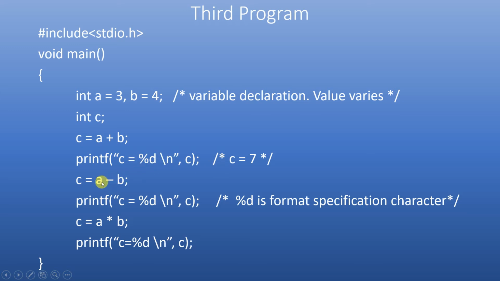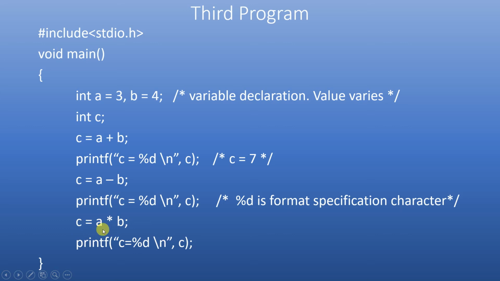Next, I am performing the subtraction operation, A minus B. A is 3 and B is 4. 3 minus 4 is minus 1. Minus 1 is also an integer, and that is assigned to C. And I am printing C here. So C will be minus 1. Now I'll come to the next line.